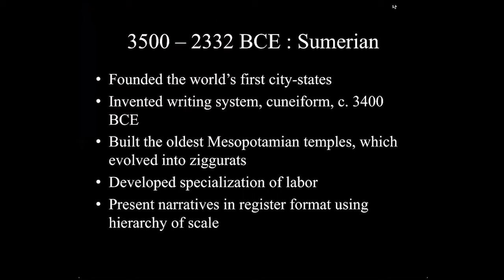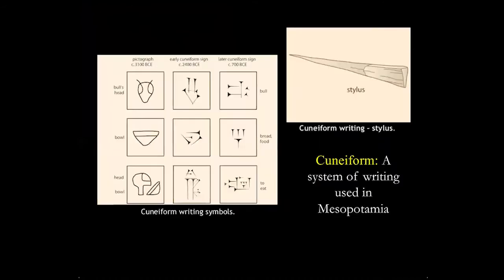They develop specialization of labor, and they'll present narratives in register format using hierarchy of scale. That's a lot of artistic and art historical mumbo jumbo in that last bullet point. So we'll go ahead and look at some art in order to clarify what that means. But first, let's talk about cuneiform.